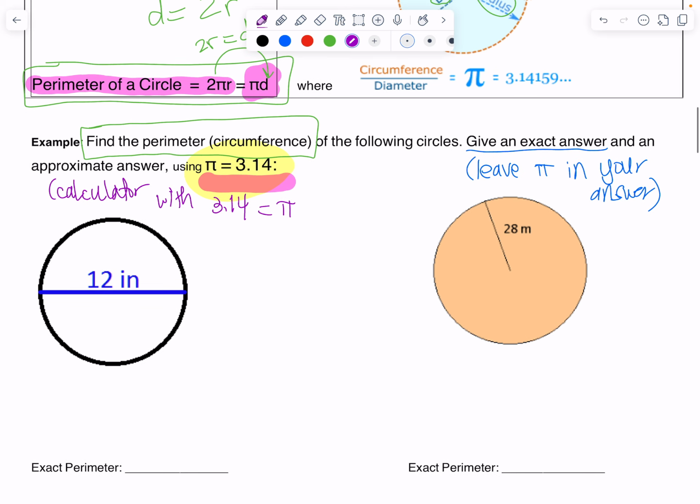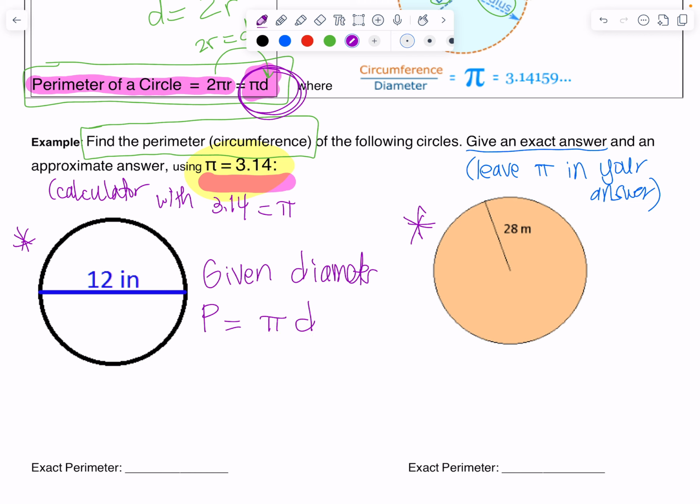Okay, so you notice in these two examples, I've got the left one and the right one over here. In the one on the left, I'm given the diameter. So I'm going to be using the second kind of formula up here for perimeter. It's just pi multiplied by the diameter. But in this other example on the right side, I'm given the radius, which I can tell because they're only giving me the distance across half the circle, not the entire distance across. So I'm going to use the other formula up here, the 2 pi r.